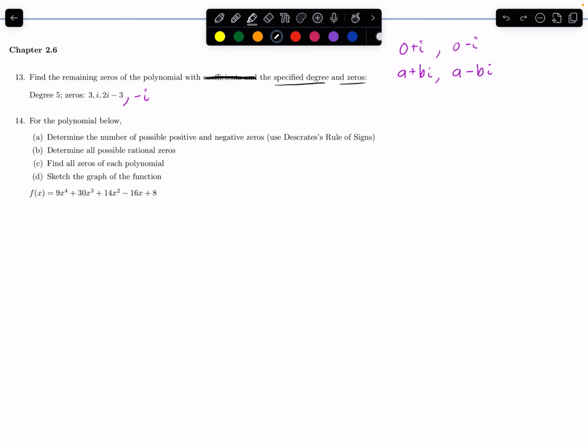Okay, and then the other one comes from 2i minus 3 being a zero. They kind of wrote it in a funny way, I think, just to confuse you. But 2i minus 3 is really just negative 3 plus 2i, right, if you rearrange that. So that means the conjugate, negative 3 minus 2i, should also be a zero. Let's do it in a different color. Negative 3 minus 2i. So these are the missing zeros, negative i and negative 3 minus 2i.